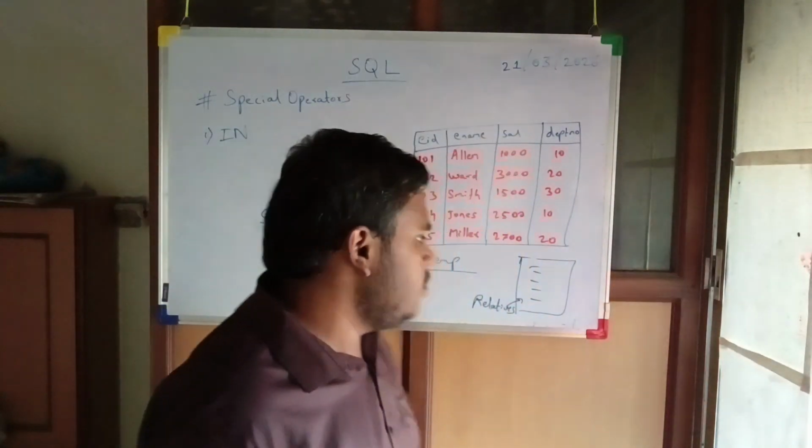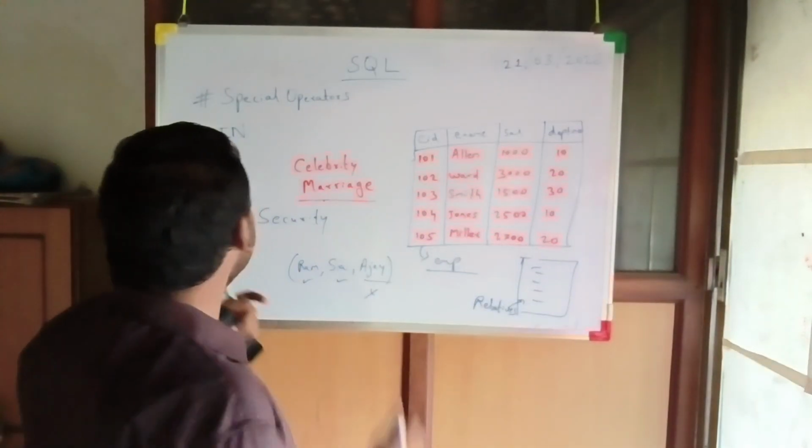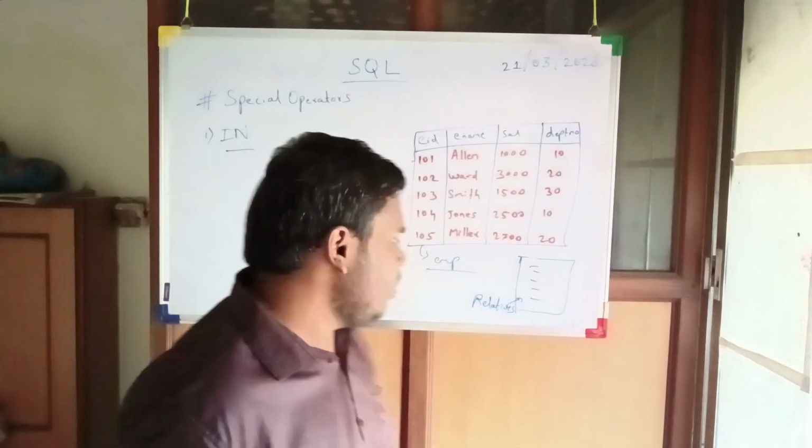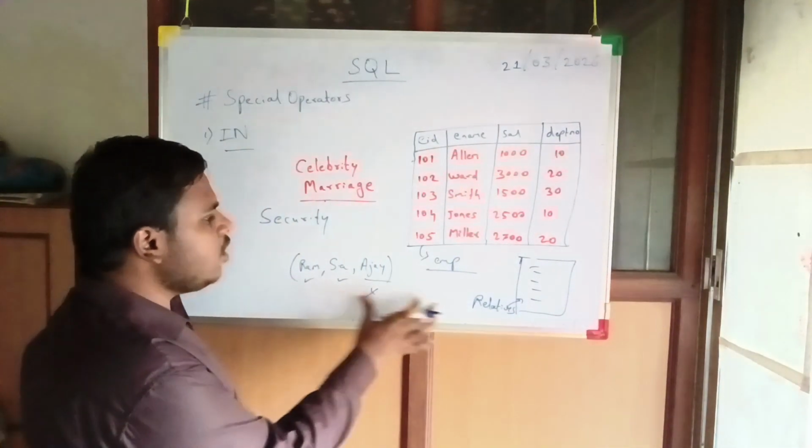So this is how the in operator will work. What will happen in the in operator? In the in operator, we are putting a list of values.